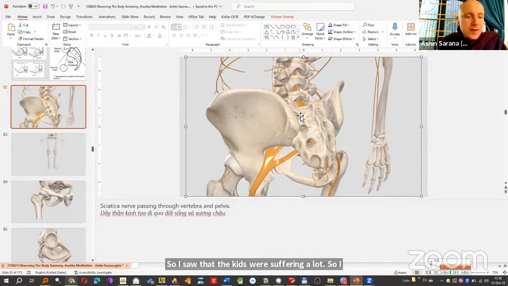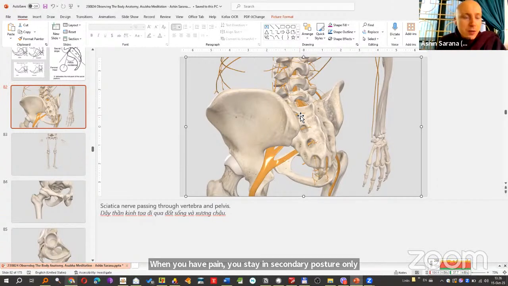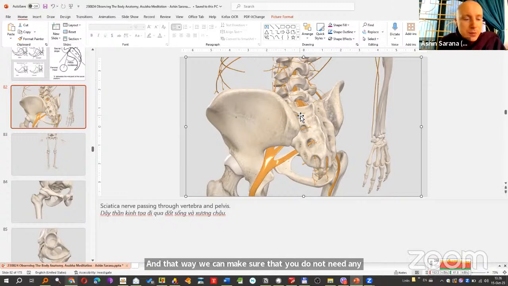So I invented this concept of primary and secondary posture, where you stay in your primary posture as long as you can, and when you have pain, you stay in secondary posture only for a maximum of a few minutes. So the secondary posture is always comfortable. And that way we can make sure that you do not need any third posture. We're always fine with 2 postures. One, where you meditate as long as you can until you get pain. And the second one, which is only for relief, which is always the happy posture. So that's where I invented secondary posture. Until then, I didn't know it.